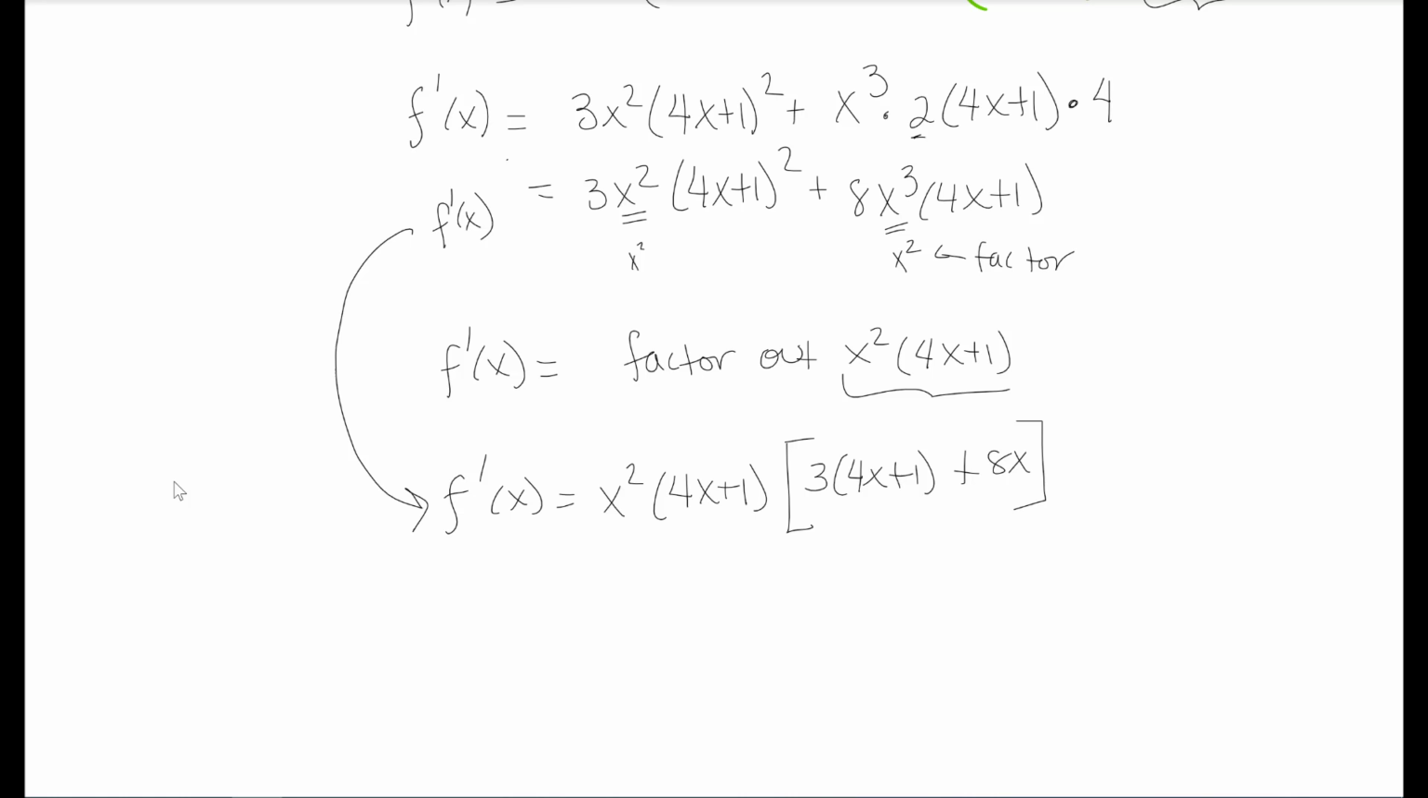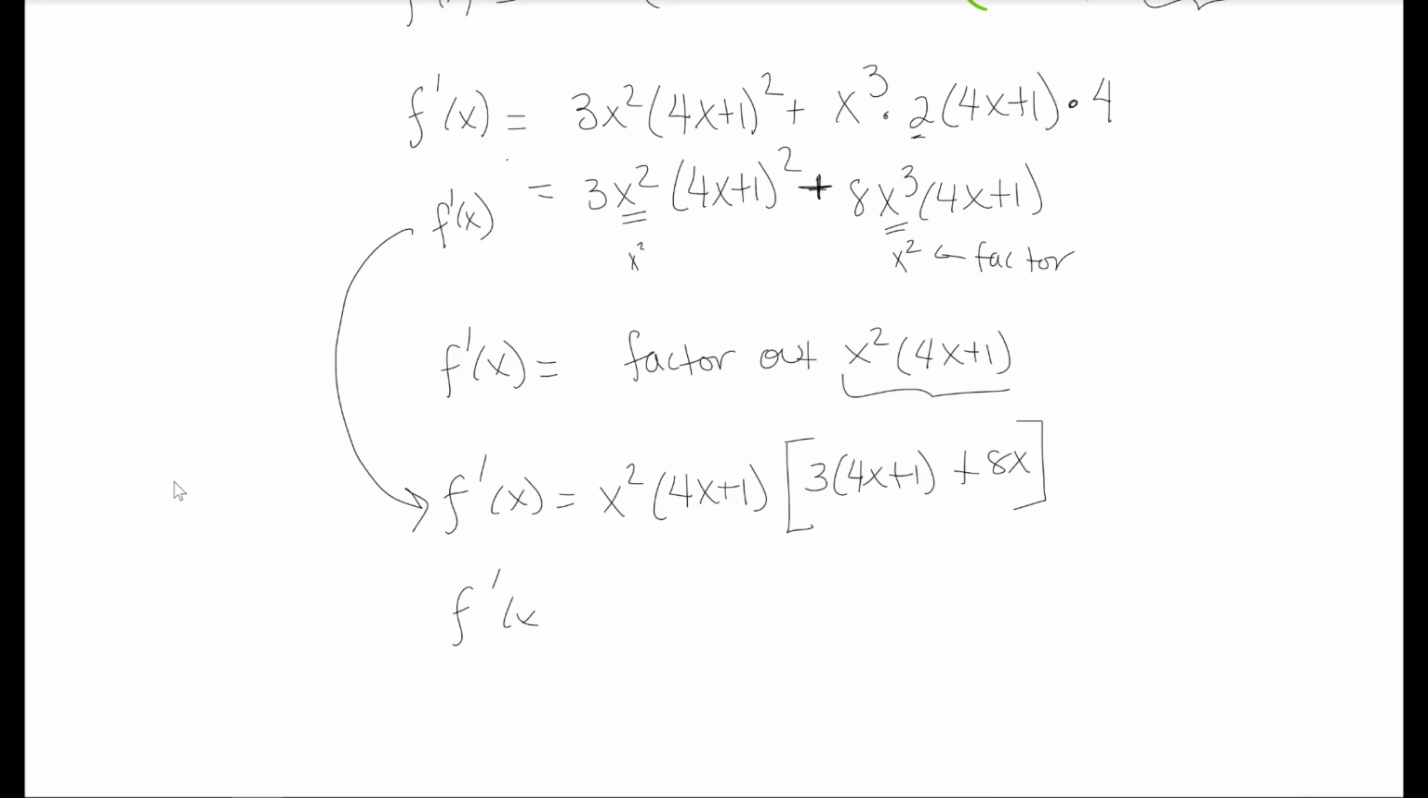Remember, you have two terms. A term is separated by a plus or a minus. So this whole thing is one term, and this whole thing is another term. So you have two terms. So when you factor a greatest common factor, you should still be left with two terms. So we have this one plus 8x, the second one.